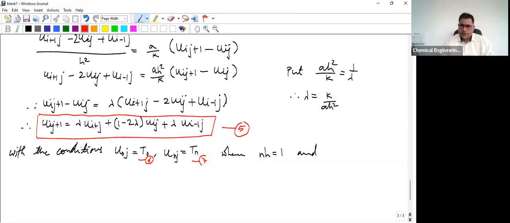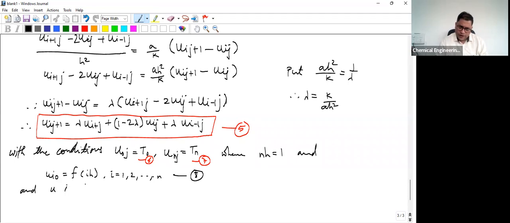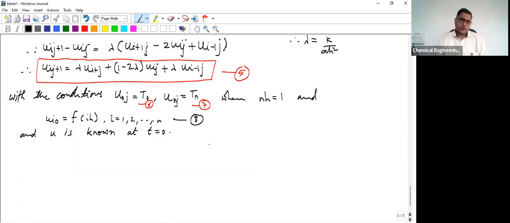This is equation 7, and the condition given is u i 0. That means when t is 0. So this is f of i h. So this is x, the ith term, where i is running from 1, 2, 3 onwards to n. This is equation 8. And u is known at the boundaries. So these are the conditions for this. These are the general conditions.